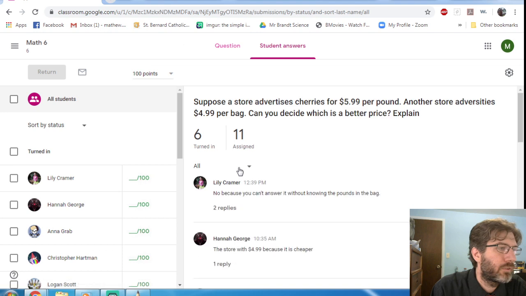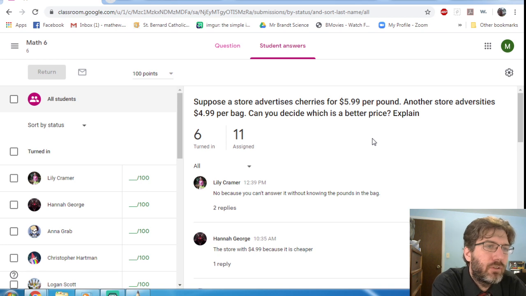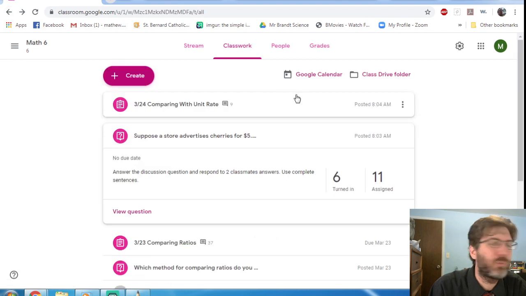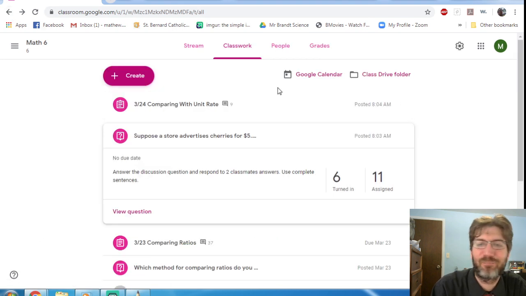Let's view the question. What's it say? Suppose a store advertises cherries for $5.99 per pound. Another store advertises $4.99 per bag. Can you decide which is a better buy? Now, there's enough information there, Charlie. What you're asking that question, that means probably you don't have enough information because you want more information there.